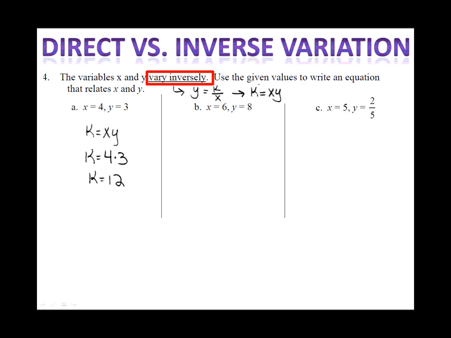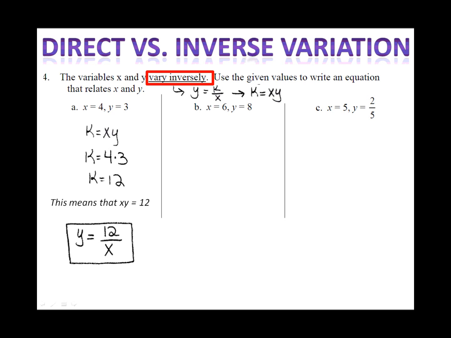Now, we know that x times y gives us k. And so, since k is 12, x times y equals 12. Now, because we typically like our equations to be y equals, we can divide both sides by x, and we find out that y equals 12 over x. That's the equation for the inverse variation.